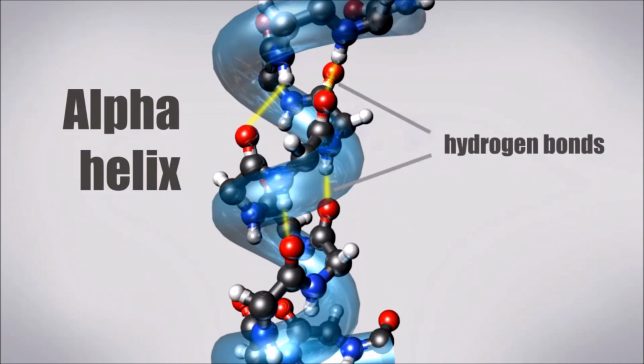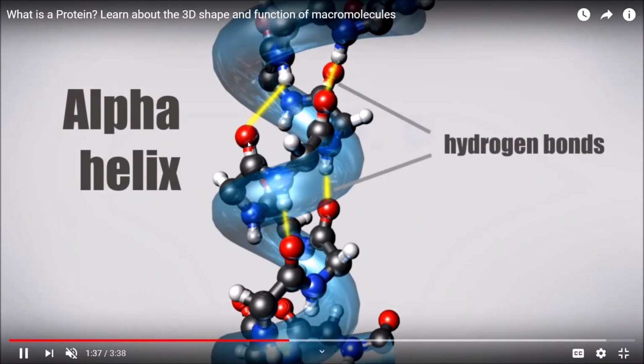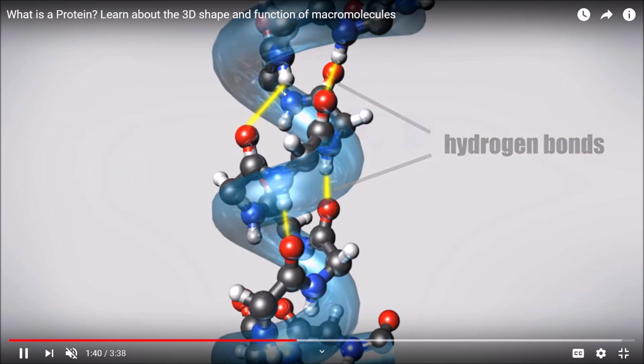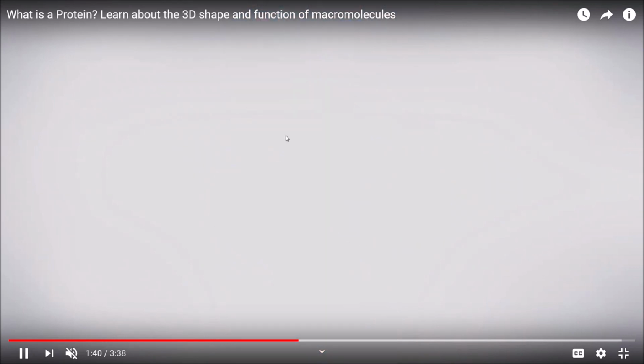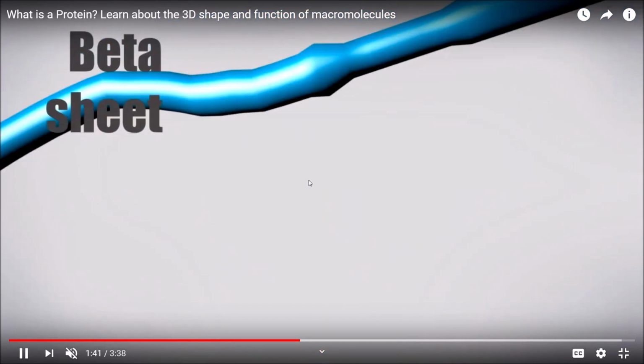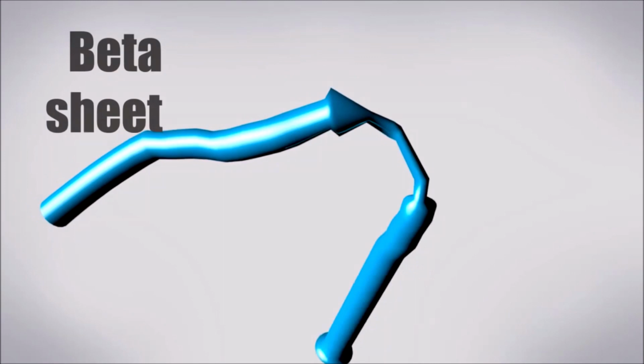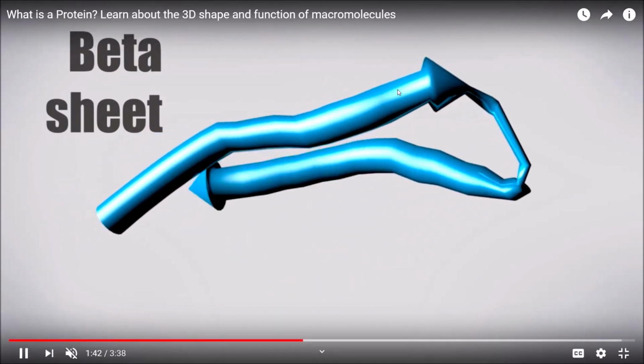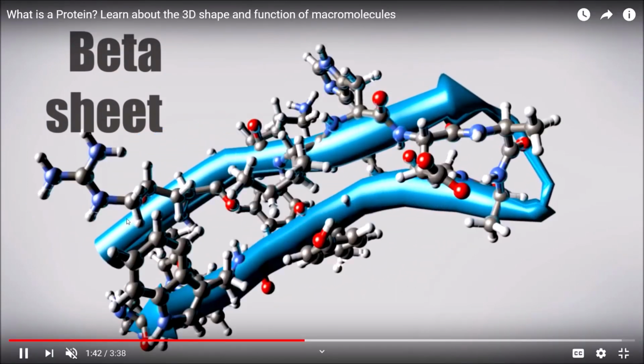Okay, so hydrogen bonds happen between the carbonyl carbon and the amine hydrogen, so the nitrogen hydrogen. There's an attractive force, kind of like a positive negative thing happening, and so these attractive forces are what caused this shape to happen. Another possible shape that you see is what's called a beta pleated sheet, and they're showing this little part here as an arrow to show you that it's going in this direction.